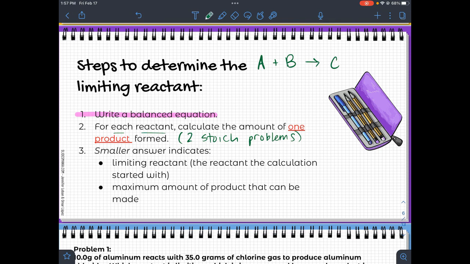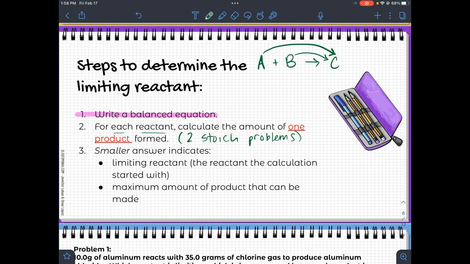So what I would do is convert from A to C and figure out how much C could be produced based on A. I will also convert from B to C and figure out how much C can be produced based on the amount of B that I have present.